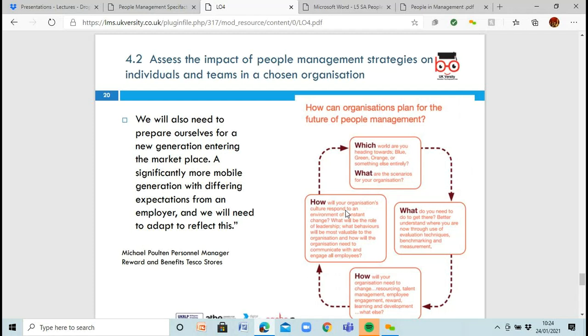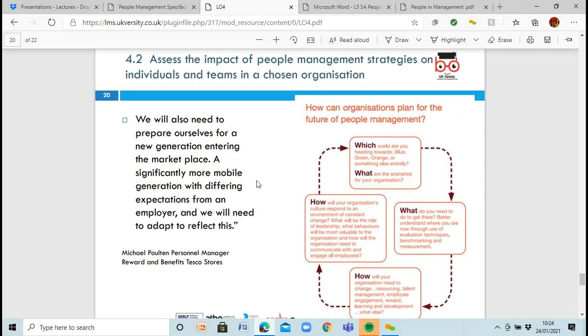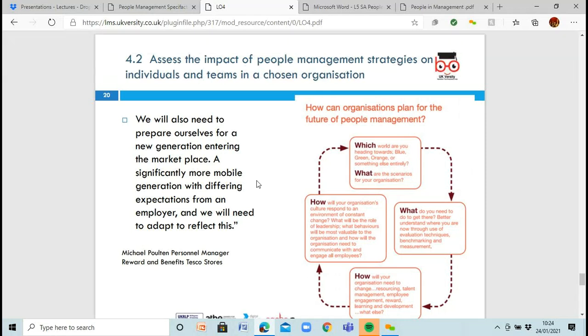Now we're going to go on to 4.2, which is assess the impact of people management strategies on individuals and teams in a chosen organization. We've also got an image here. It says, how can organizations plan for the future of people? So we'll need to prepare ourselves for a new generation entering the marketplace. This is a significantly more mobile generation with different expectations from their employer. They're more tech savvy, they're a lot more modernized. So we need to know how to adapt for this.